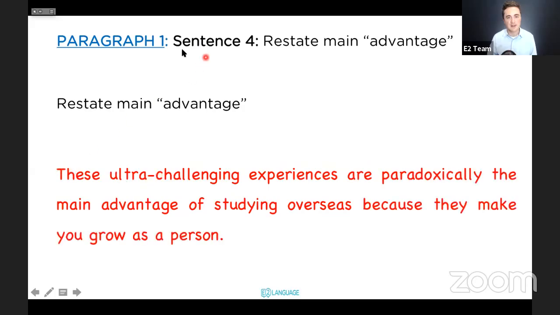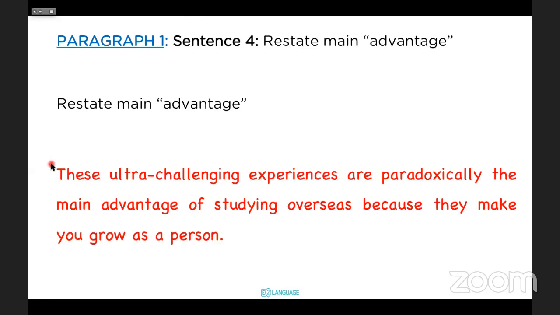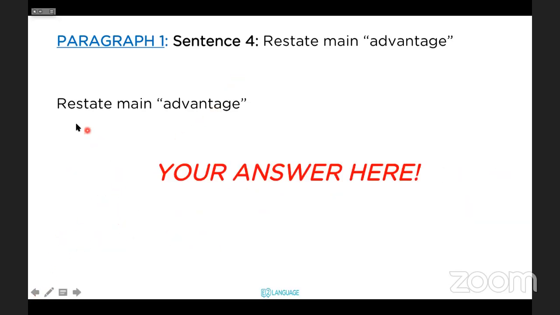I'll show you mine. Mine says, these ultra challenging experiences, I got really technical here, I'm sorry, I got a bit carried away, these ultra challenging experiences are paradoxically the main advantage of studying overseas because they make you grow as a person. So I've restated the main advantage, which was personal growth. And I've just done that through a different sentence, okay? So try doing that. Restate your main advantage.